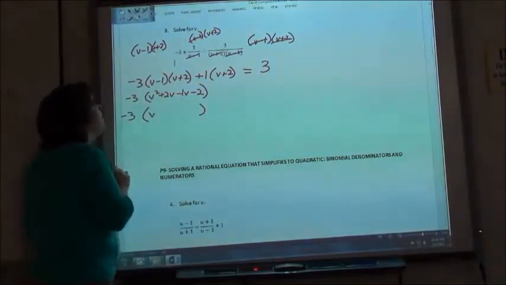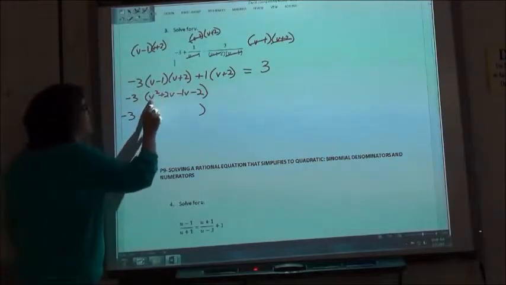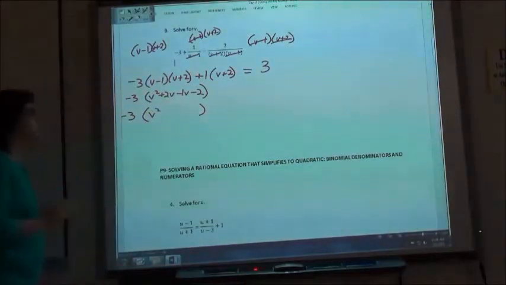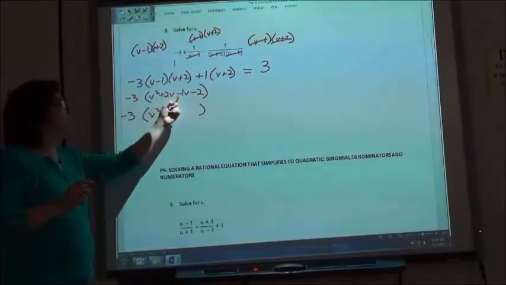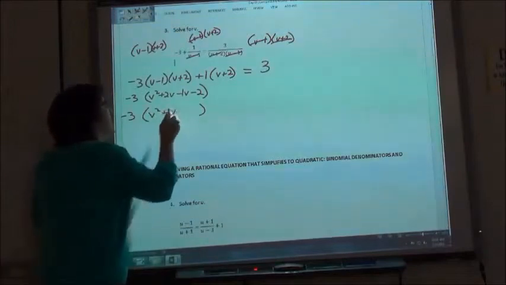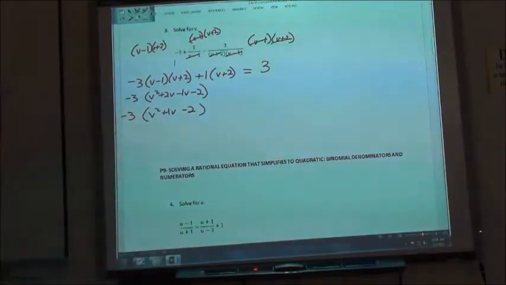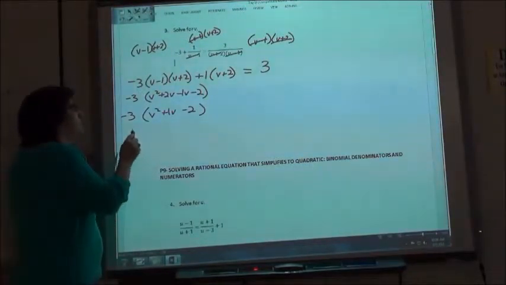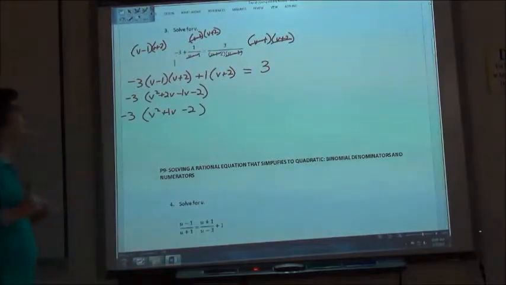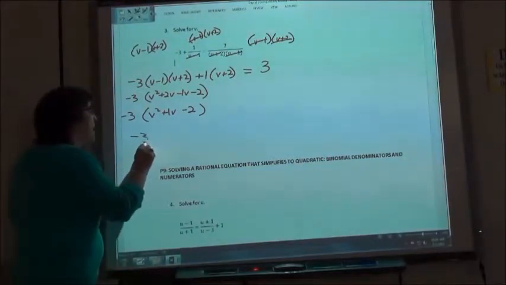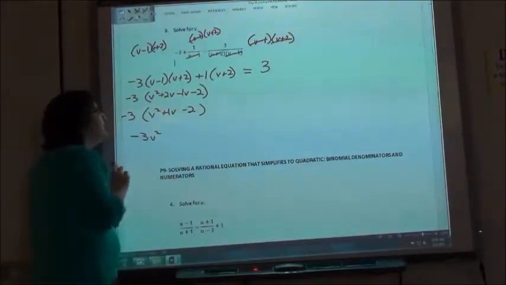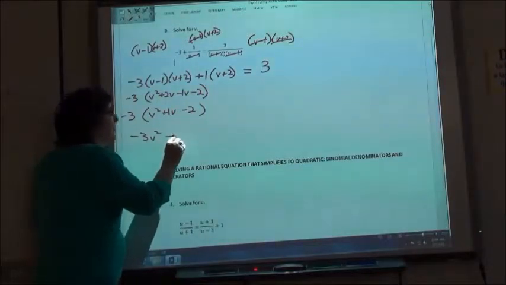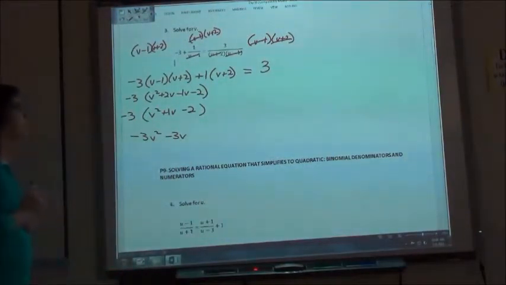Wait a minute here. So you had v squared. Then what do you have next? You have 2 minus 1, plus 1 v, minus 2, right? Now we're going to multiply by that negative 3, so we're going to have negative 3v squared plus 3v. Whoops, negative times a positive is a negative, negative 3v, and then plus 6.